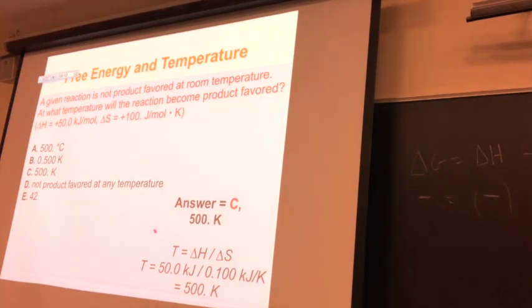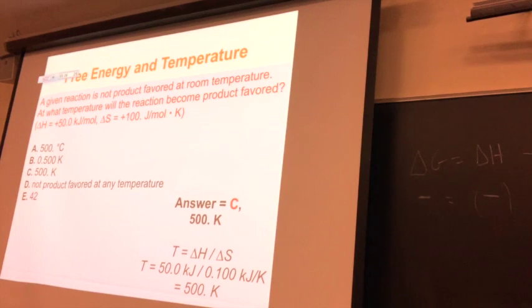So what this means then is that at temperatures above this temperature, like 501, you would start to have a reaction which was product favored. Your delta G would be negative. But under this temperature, 499, or room temperature, which obviously is easier, you won't have a product favored reaction, and it won't work.